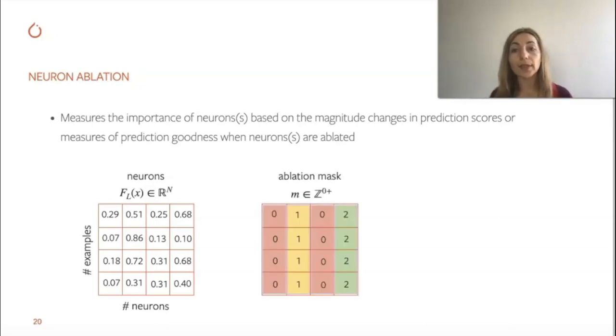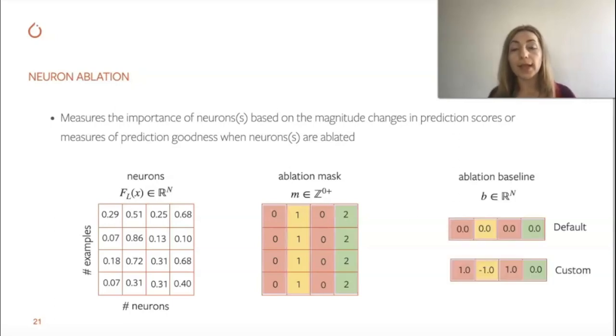In order to ablate neurons, we also define neuron ablation masks, which have the same shape as one of the examples in our input. Neuron ablation masks help us to define groups of neurons that we want to ablate together. As shown on this slide, we want to ablate the first and third neurons together. Therefore, those two neurons have the same mask ID.